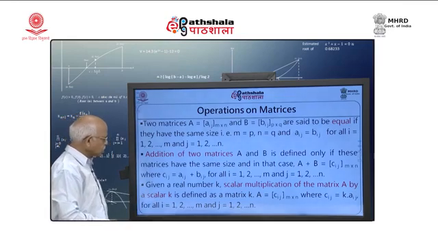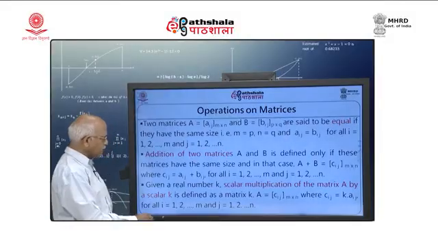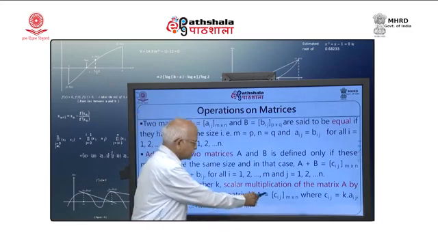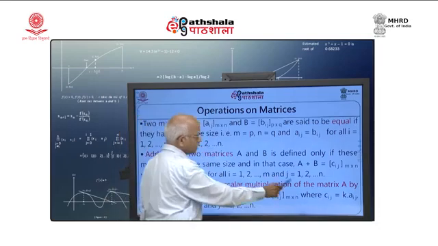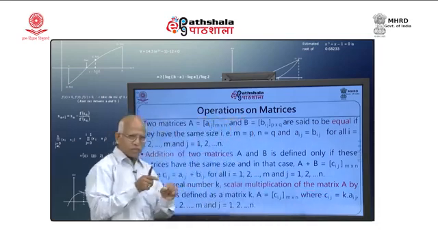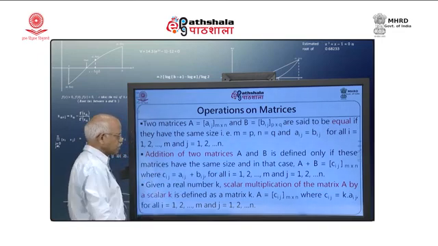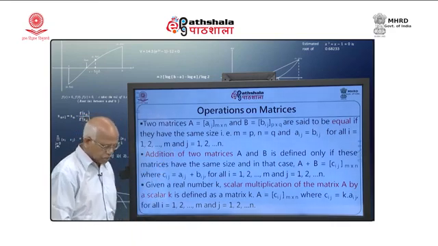Then we talk about a given real number k, suppose we have just a constant k, and the scalar multiplication of the matrix A by the scalar constant k is defined as a matrix k dot A, given by say Cij, m cross n, where Cij will be given in terms of Aij and k. So, each element of the matrix will be multiplied by k, that is your scalar multiplication. So, both these operations, addition and scalar multiplication, are element by element.